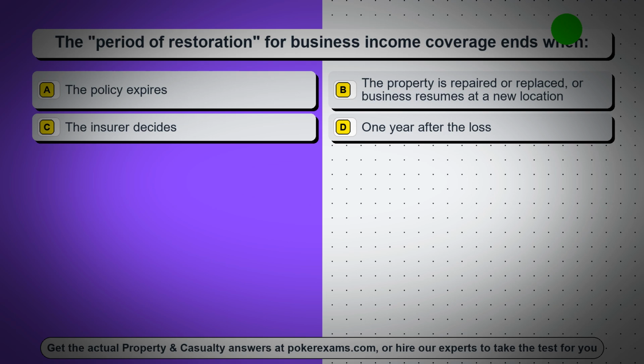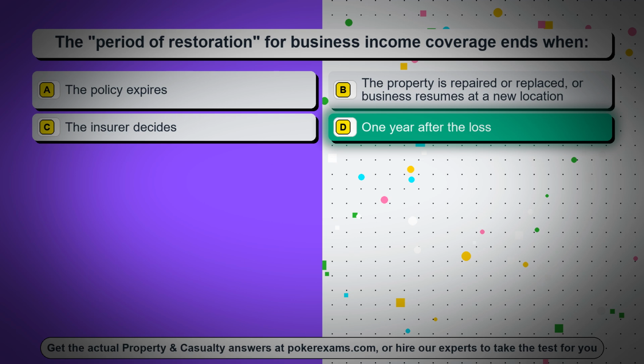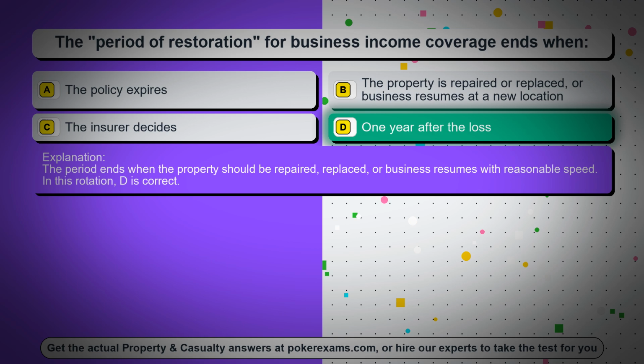Question 87. The period of restoration for business income coverage ends when: option A, the policy expires; option B, the property is repaired or replaced, or business resumes at a new location; option C, the insurer decides; option D, 1 year after the loss. The correct answer is option D, 1 year after the loss. The period ends when the property should be repaired, replaced, or business resumes with reasonable speed. In this rotation, D is correct. Question 88.